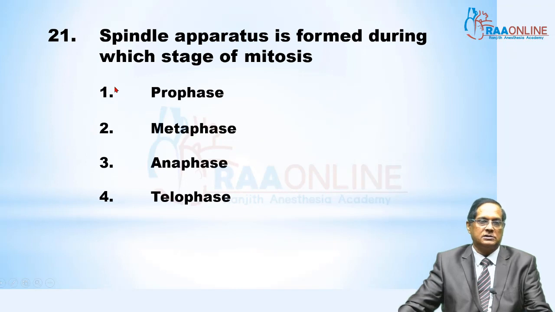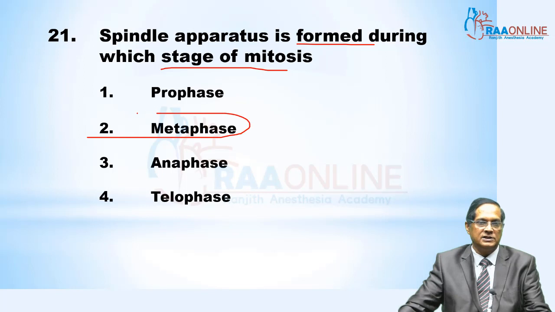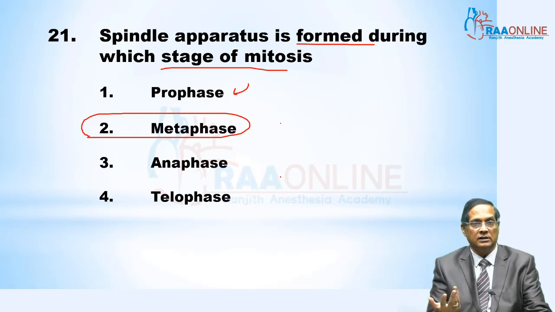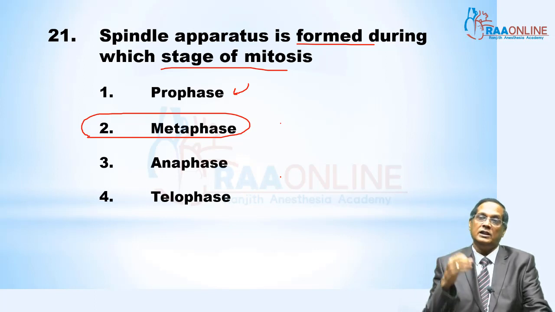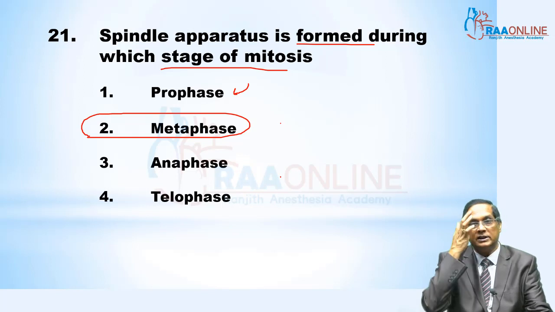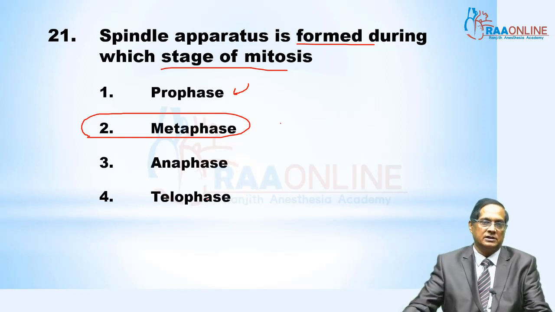Spindle apparatus. We have discussed it a number of times in the previous section also. Formed during which stage of mitosis? Formation starts from prophase but is completely visible in metaphase. So depending upon formation, if formation starts in prophase and is complete and visible, then metaphase stage is correct.